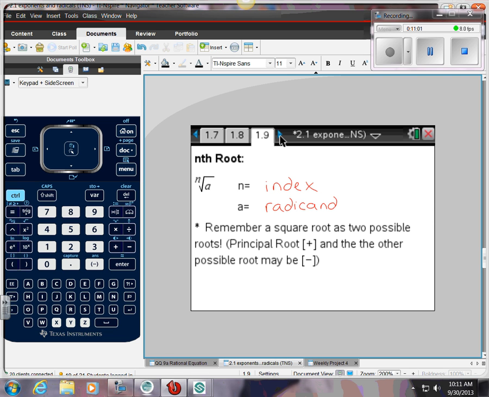Okay. Remember, when we take the square root, it's always plus and minus. So what's the square root of 25? Plus and minus 5, okay? The positive one is what we call the principal root. That's what we use the majority of the time, except for when we're solving equations and things like that. So we will be using both the positive and the negative root, okay?